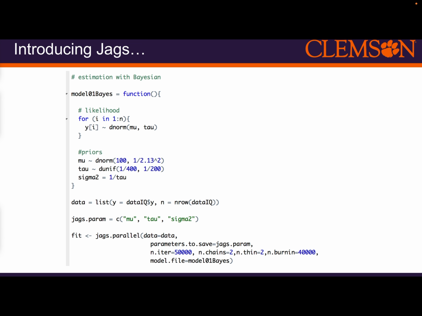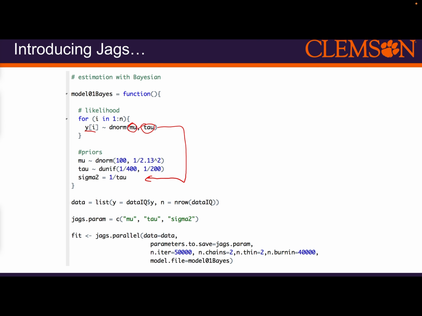Here's what it looks like in JAGS. We basically say here's our data. Data follow a normal distribution with some mean parameter and some precision, this is 1 over the variance. JAGS uses a weird precision versus variance parameterization, but we can get sigma squared right down here.